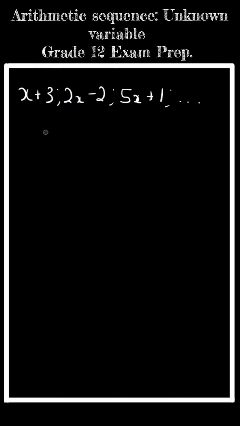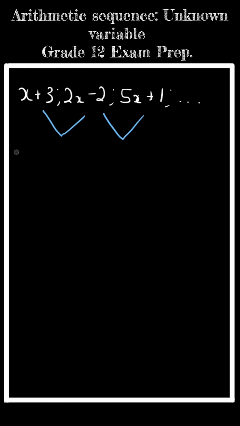The value of x, which is unknown. How do we go about it? So if we have to find the value of x here, we apply the same principles of arithmetic sequences: that the second difference minus the first difference will be equal to the third difference minus the second difference.